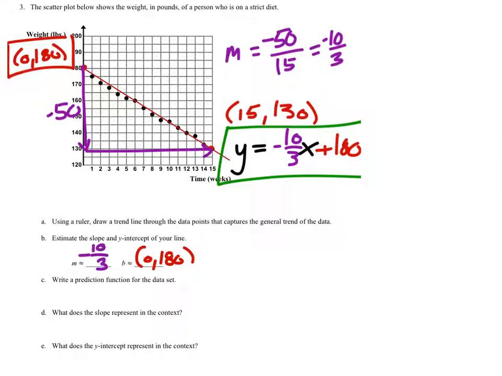All right, down here, D, what does the slope represent in context? So we have to check the labels on these, and we can see that the y is the weight, and the x is the time in weeks. And we got negative 10/3. So it appears that every 3 weeks you would lose 10 pounds. Or you could say you lose 10 pounds every 3 weeks.